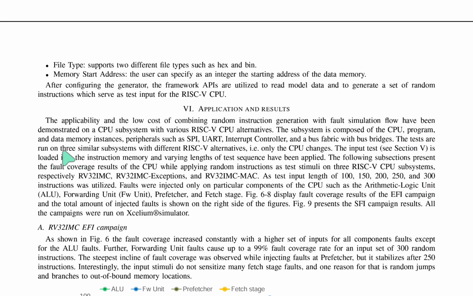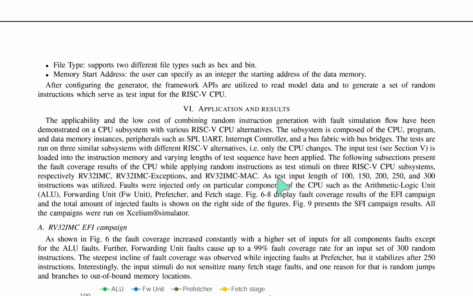The test is on 3 similar subsystems with different RISC-V alternatives, that is, only the CPU changes. The input set from section 5 is loaded into instruction memory and various lengths of the test sequence have been applied. The following subsections present the fault coverage ledger of the CPU while applying random instructions as test stimuli on 3 RISC-V CPU subsystems, respectively RV32IMC, RV32IMC exceptions, and RV32IMC-MAC.